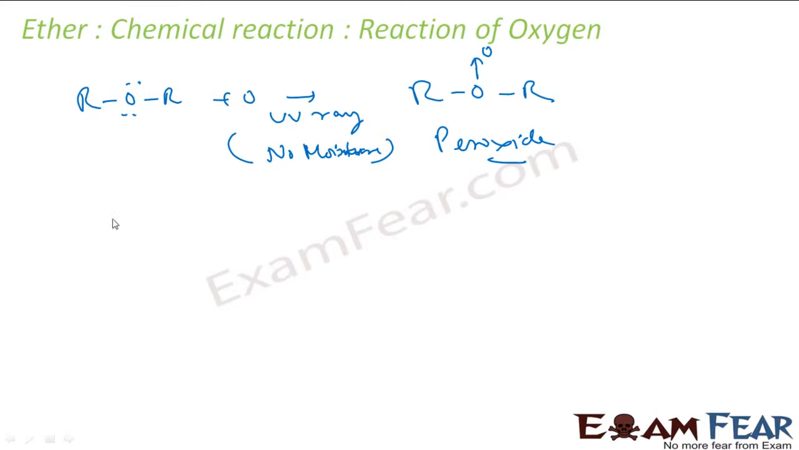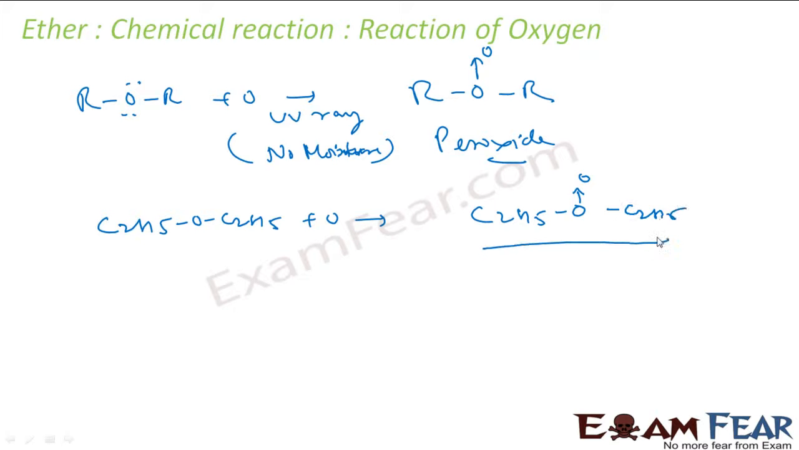Correct. For example, if you want, you can take this C2H5O, C2H5, you react with the oxygen in the presence of UV rays without any water, you get this compound. This is my diethyl ether peroxide. Correct.